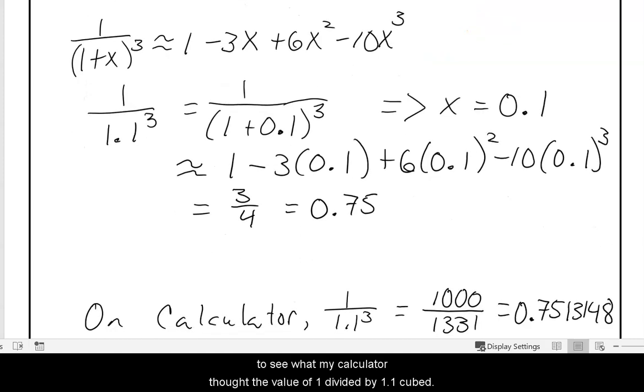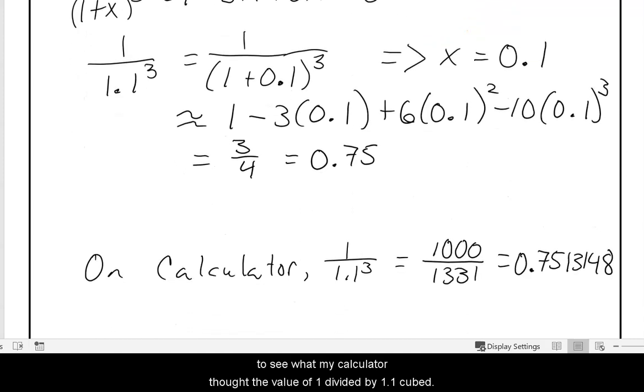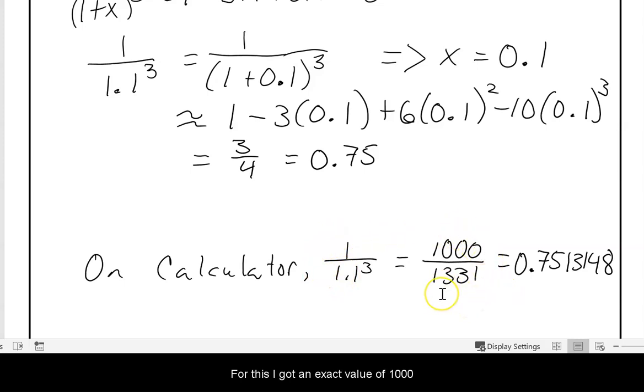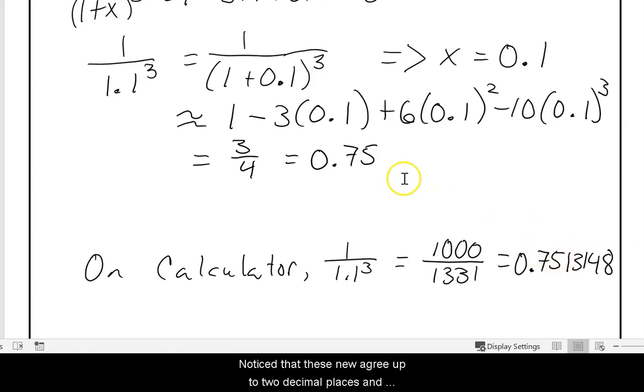For fun again, I went ahead and put it into the calculator to see what my calculator thought the value of 1 divided by 1.1 cubed was. For this, I got an exact value of 1,000 divided by 1,331, or in decimal notation, 0.7513148. Notice that these do agree up to 2 decimal places, and even if I were to round this, I would still have the same value. I don't have 3 decimal places of accuracy, but I do have 2.